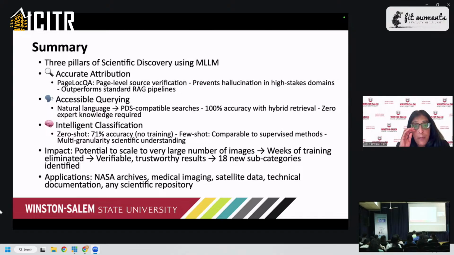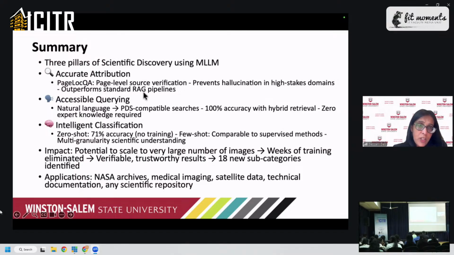So the potential impact is to be able to scale to a very large number of images. Instead of weeks of training and labeling, we need only a few examples or labels. It gives verifiable, trustworthy results, not hallucinated results. And as a scientific discovery, 18 new subcategories were identified.